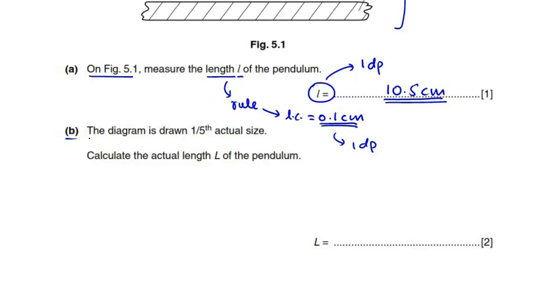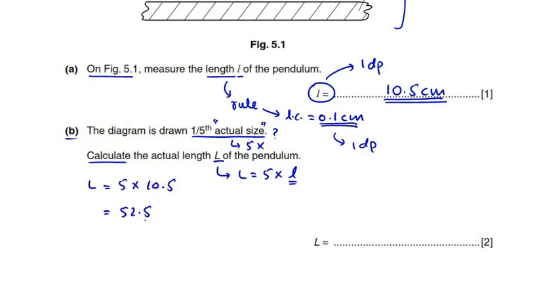Students, part B says the diagram is drawn 1/5 actual size. What does this mean? This means that the actual size of the objects shown in the diagram is 5 times greater. Calculate the actual length capital L of the pendulum. Now look students, as the actual length of the pendulum is 5 times its length shown in the diagram, so the actual length capital L is calculated as 5 times 10.5, which is equal to 52.5. So students, the actual length capital L of the pendulum should be stated as 52.5 centimeters, right? Let's do the next part now.